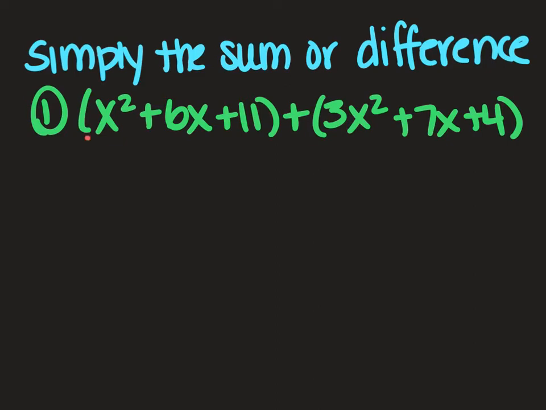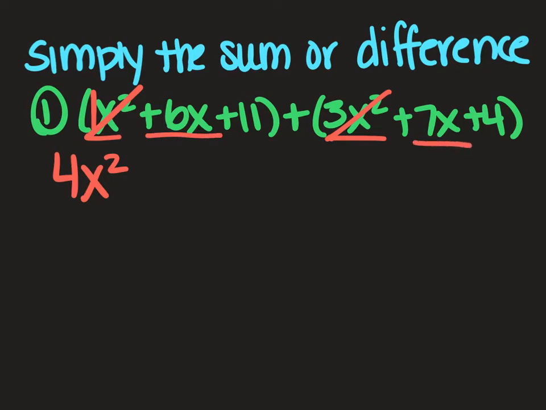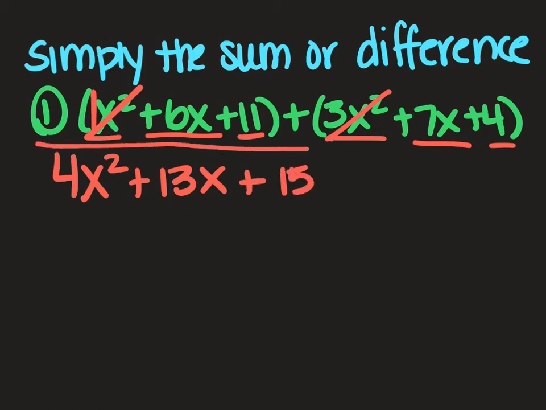So I'm going to start with my x squareds. I have 1x squared plus 3x squared, giving me 4x squared. Then I have a 6x on the left. I also have a 7x on the right. Combine those together for 13x, and then 11 and 4 gives me 15. And that is the sum of the two polynomials.